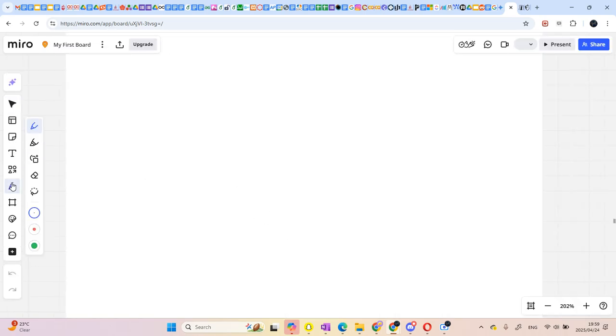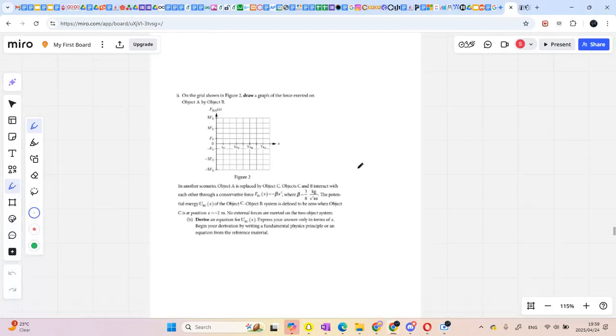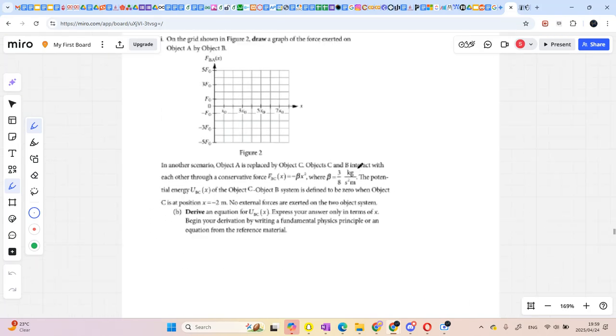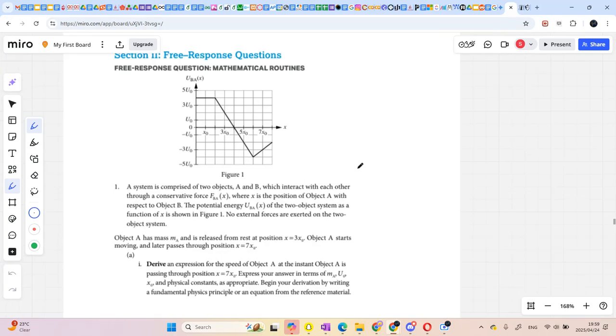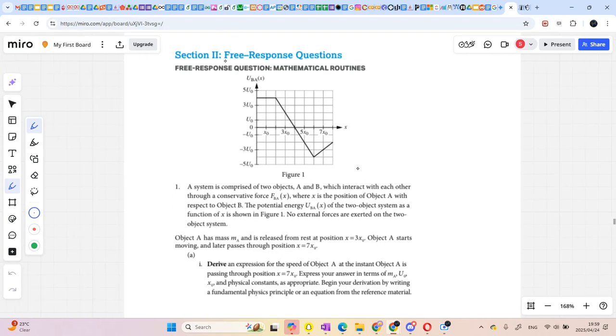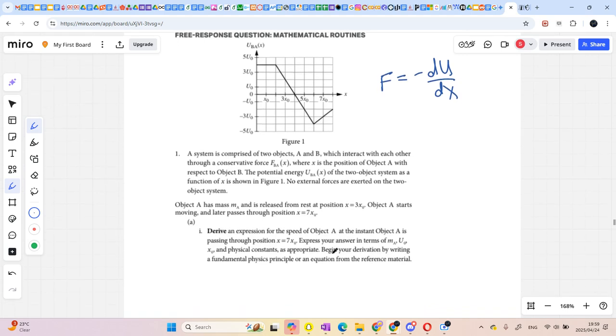Here's the pen tool. Okay, so section 2, free response questions. So mathematical routines. Looking at, as I was talking about before, an anticipated equation you're probably going to have to use is F equals negative dU/dx. What the mathematical routines question is really asking you to do is, in a sense, basically: do you know how to do math? Do you know how to do calculus? Do you know how to do algebra?